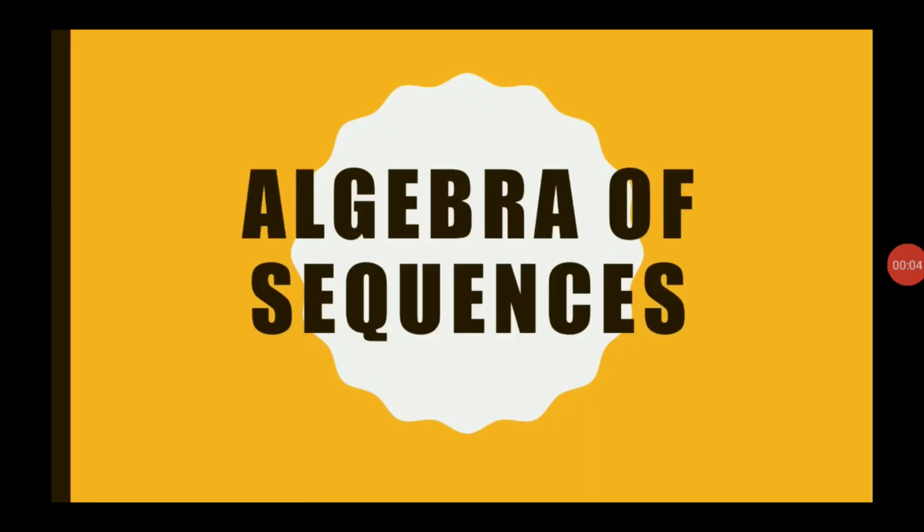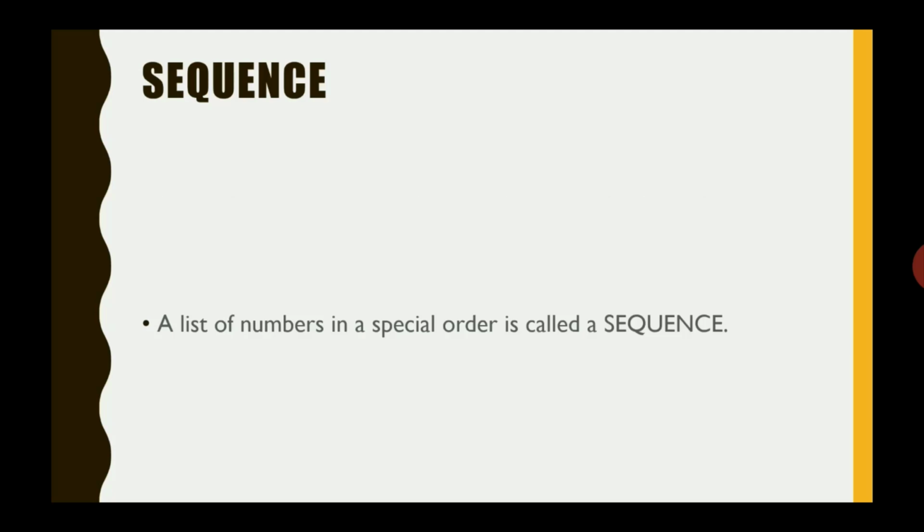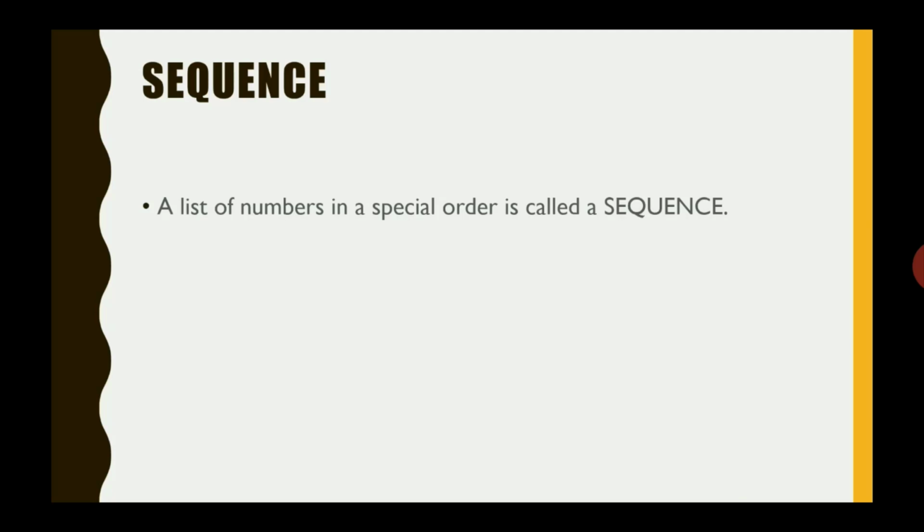Welcome students. Today I will be teaching about algebra of sequences. Now let us first of all see what a sequence is. It is a list of numbers in a special order. So it should be a list of numbers and it should have a special order. So a list of numbers in a special order is called a sequence.